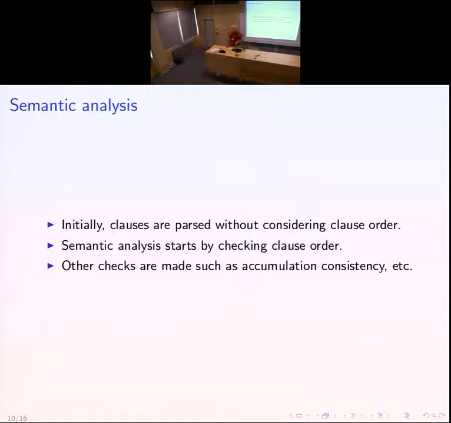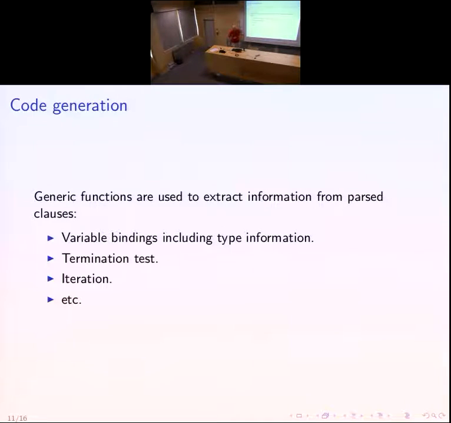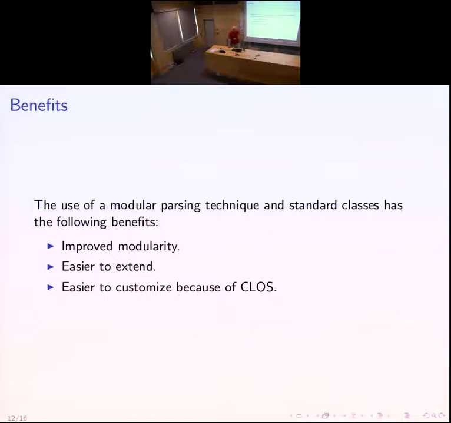And semantic analysis also checks that there is only one type of accumulation. You cannot say both collect and sum, for instance. It will complain. And the code generation is done by a bunch of generic functions that extract information from these clauses and subclauses where those exist, such as variable binding information, termination test, iteration, and other information that you need in order to plug it into the expansion of the loop macro.